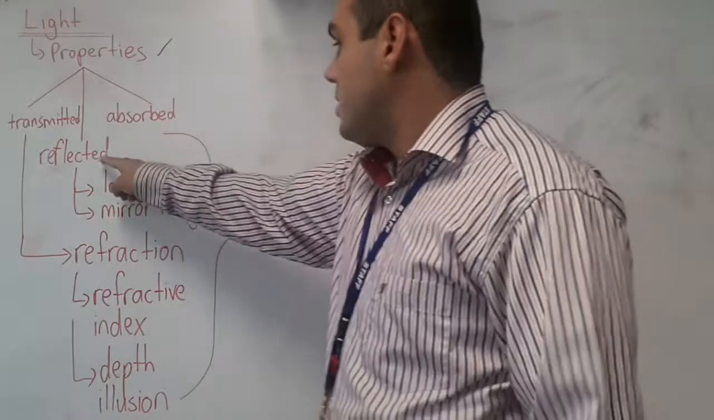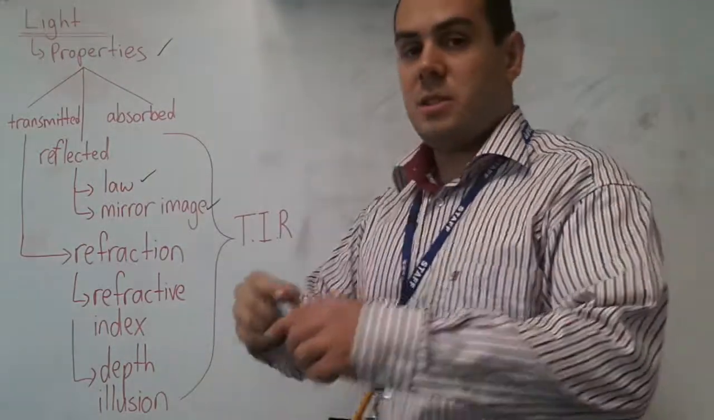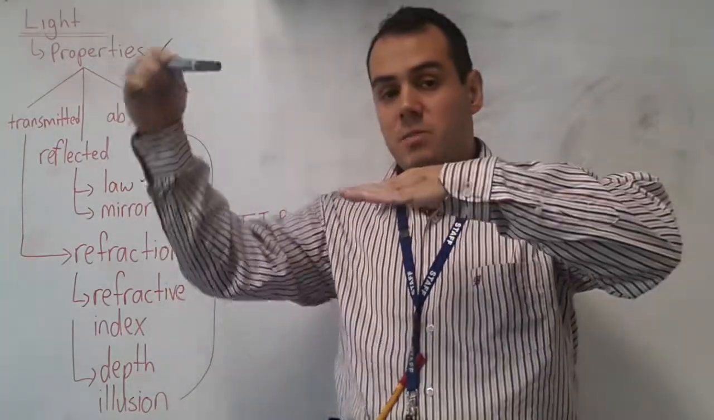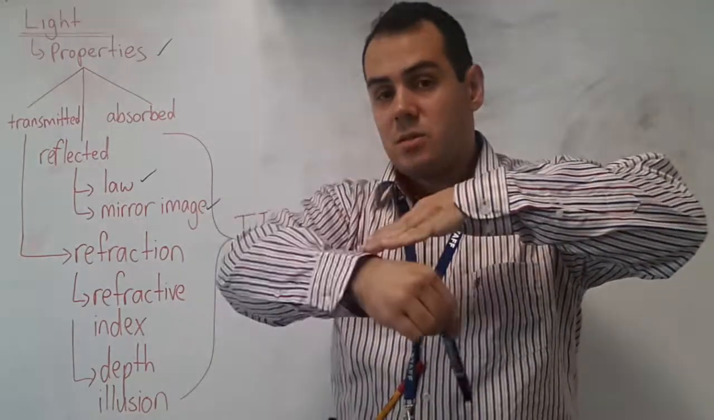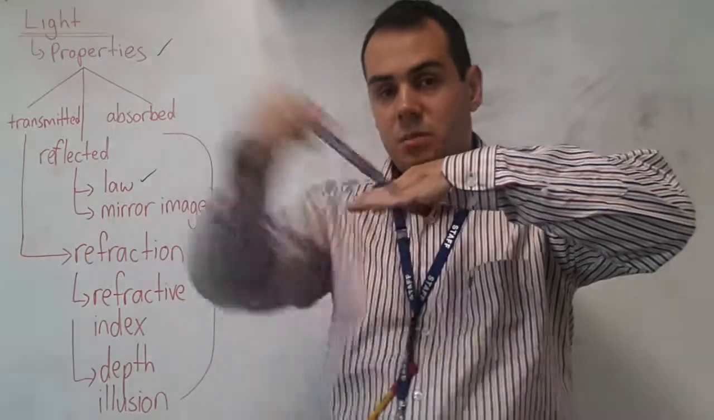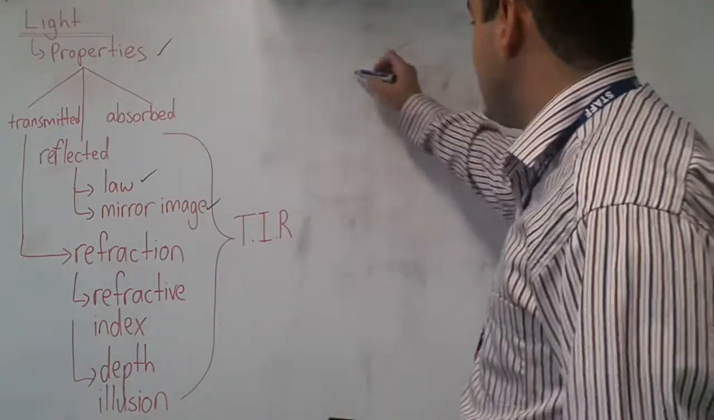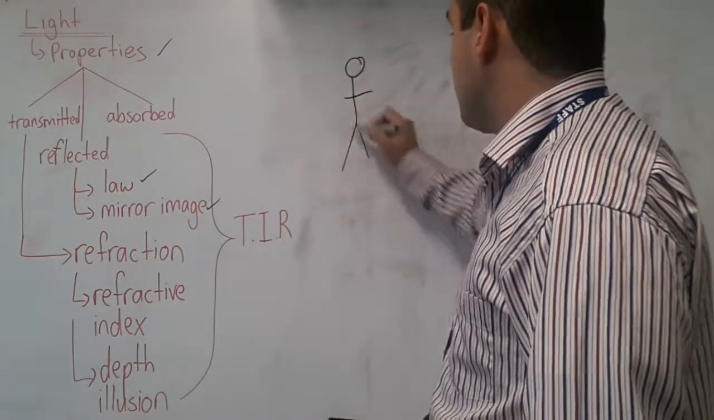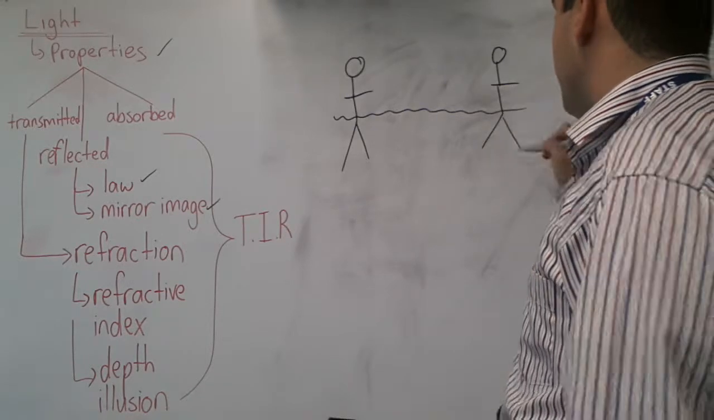Try not to get reflection and refraction mixed up. Reflection just means you hit the surface and you get reflected back off. Refraction is when it hits the surface and it passes through, but it changes angles. It's not a straight line anymore. It actually hits the surface and it changes angles. So I'll give you an example of what I mean. You're standing and your friend's like this. That's the water. Your friend's over here.